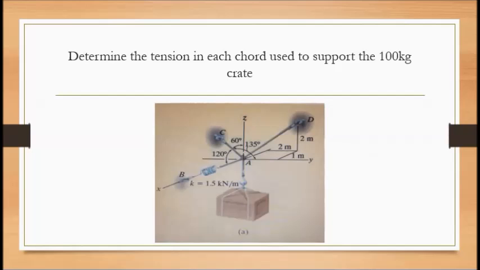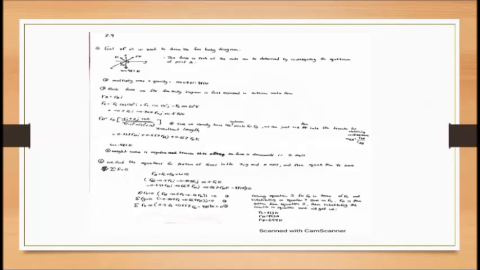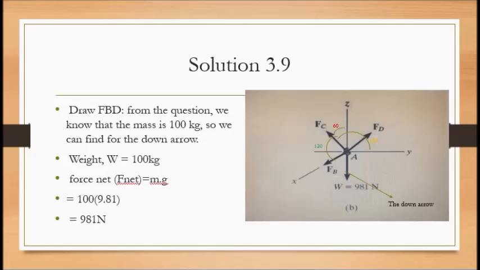So this example tells us to determine the tension in each cord used to support the 100 kg crate. So I'll show you the first steps. As you can see here, we're first supposed to be drawing the free body diagram from the question. We know that the mass is 100 kg and it's acting downwards, so we can draw that over here. To find the weight, we multiply the mass with the gravitational constant g, which is 9.81, so the total downward weight becomes 981.